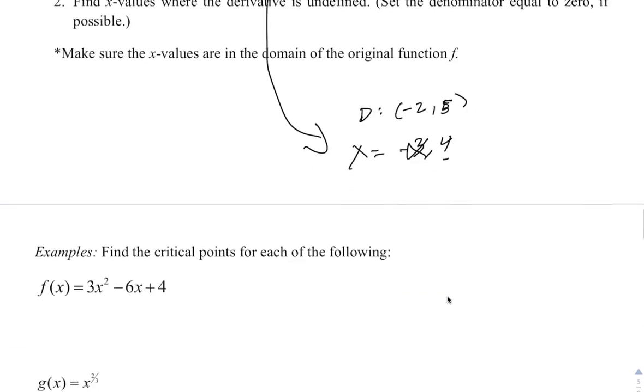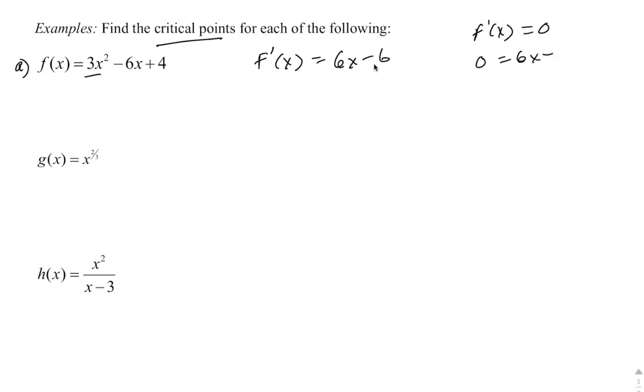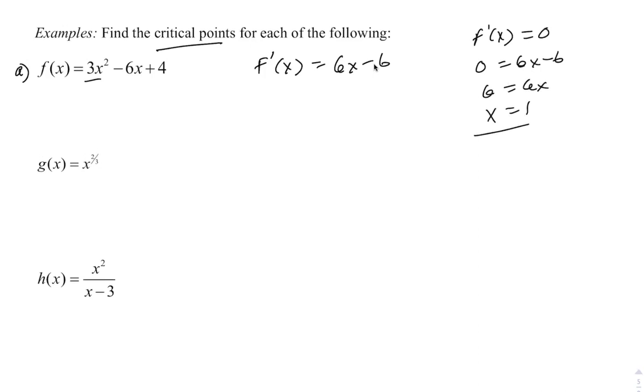Now, let's do some examples. I want to find the critical points of all the following. So let's start with this one. If I want to find the critical points, first I'm going to find the derivative of this guy. So let's say 6x minus 6. Now, there's nowhere it's undefined. It's just a polynomial function, so it's always going to be defined. So we just have to figure out where it equals 0. Let's set the derivative equal to 0. So I get 0 equals 6x minus 6. Do a little math. x equals 1 is my critical point.